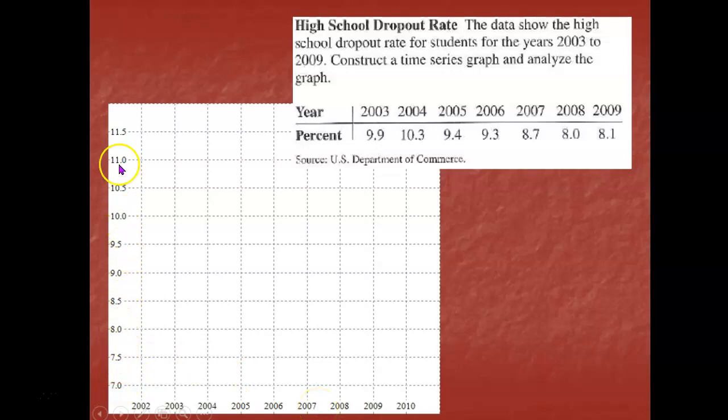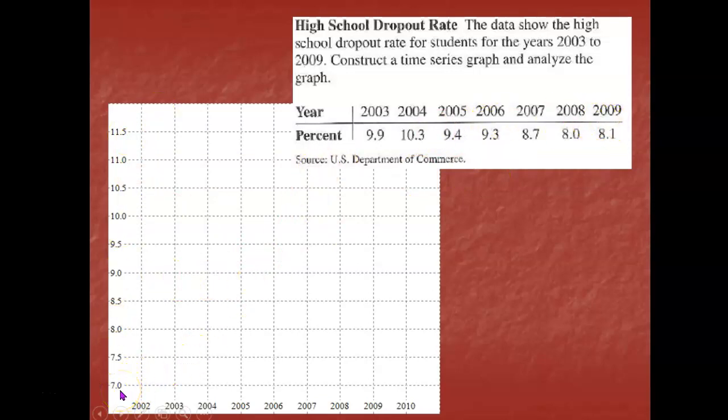And then on the vertical axis, running up the side of the graph, that's where I show the thing that's changing over time, the percent dropout rate. When I look at my values here, they're all somewhere from 8.0 to 10.3. So I need to have room to show at least that many numbers here. I've actually got it starting at 7 and going up to 11.5, which goes a little bit farther than I need, but I do at least have room to show all of these numbers.